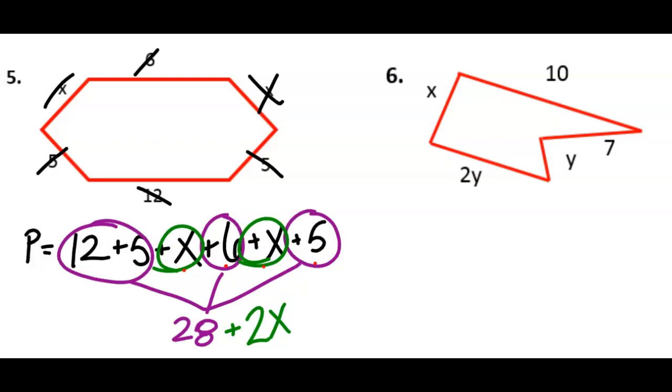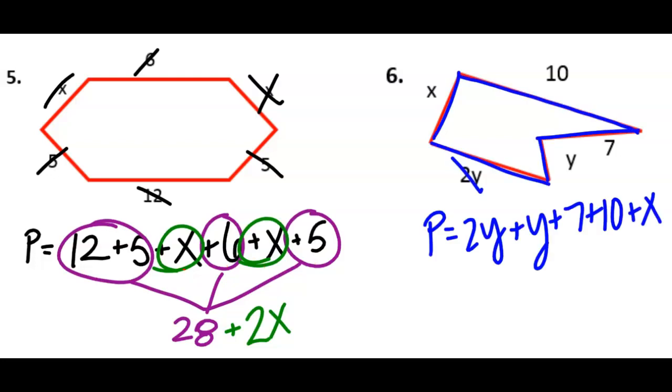Number 6 is exactly the same. I'm going to look at what my sides are. I'm going to label them and write them down. So I've got my 2Y, I've got my Y, I've got my 7, my 10, and my X. Now, I need to combine like terms. Be careful here. You've got 3 different types of terms. You've got Y's, X's, and numbers, or constants.